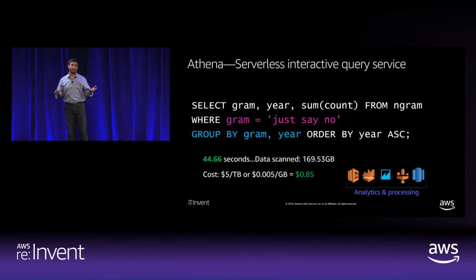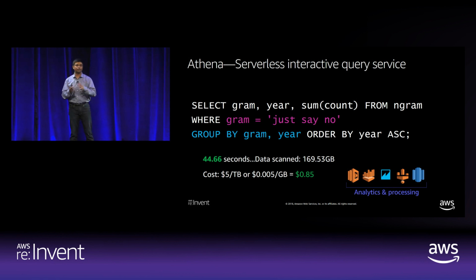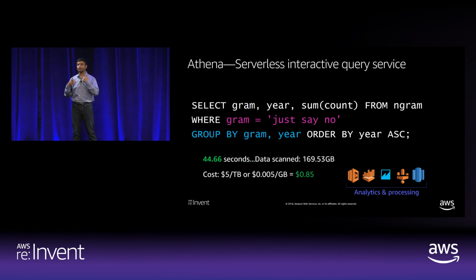It can be really fast. As you can see here, a very simple example that trawled through about 160 gigs of data. Athena did so at the rate of about 4 gigabytes per second. I also want to highlight the cost. Athena charges you based on the amount of data scanned, and this query just cost 85 cents. And if this is all the query you ever run, this is all you ever pay, right? You don't have to pay for a cluster running 24/7 just to answer this particular ad hoc query.